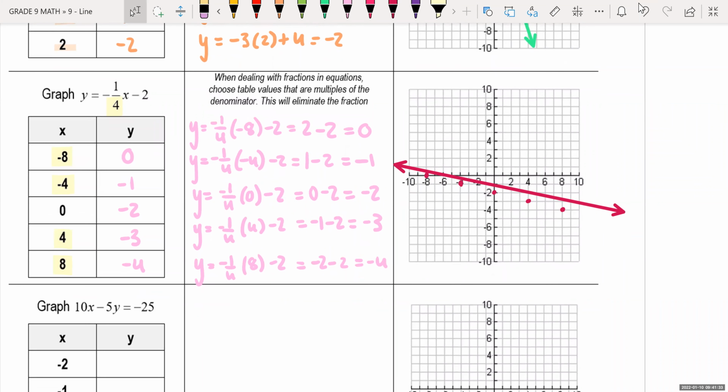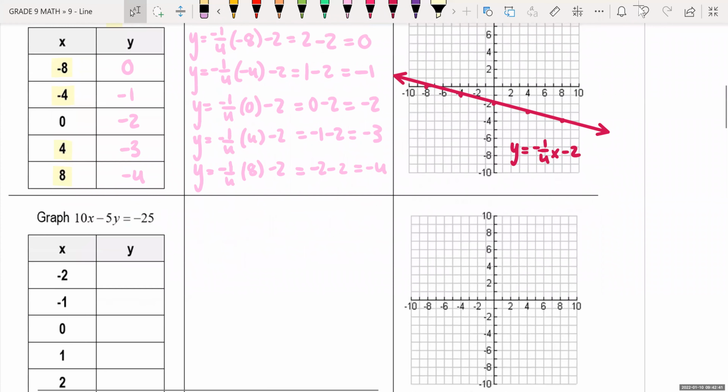Yes. And then because we have an equation, we are going to label it here as well. Y is equal to -1/4x minus 2.